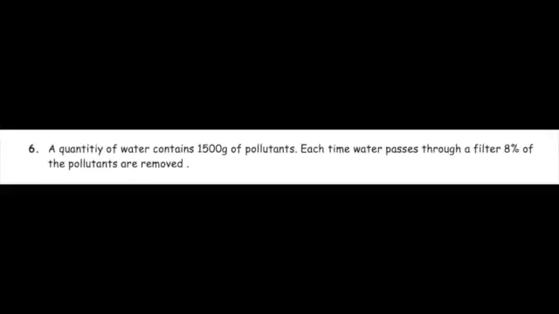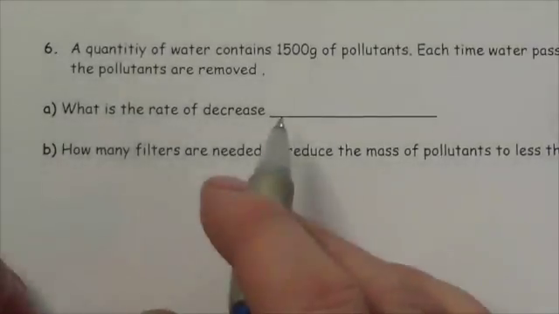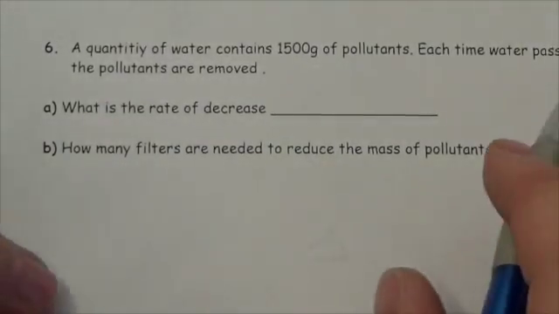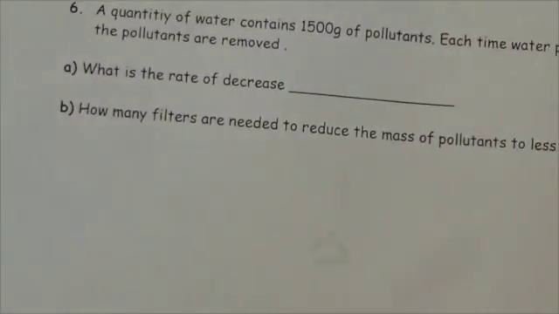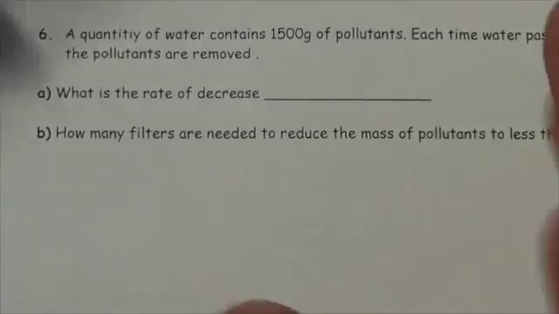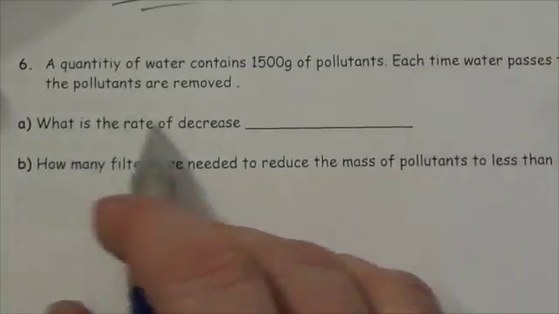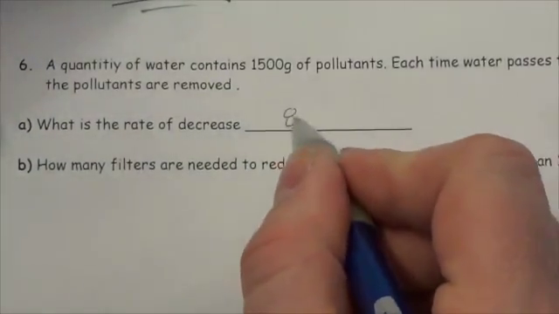A quantity of water contains 1,500 grams of pollutants. Each time water passes through a filter, 8% of the pollutants are removed. Answer the following questions. Right, well, this first question should be pretty straightforward. If the filter is removing 8% of pollutants, then what is our rate of decrease? Well, it's going to be 8%.